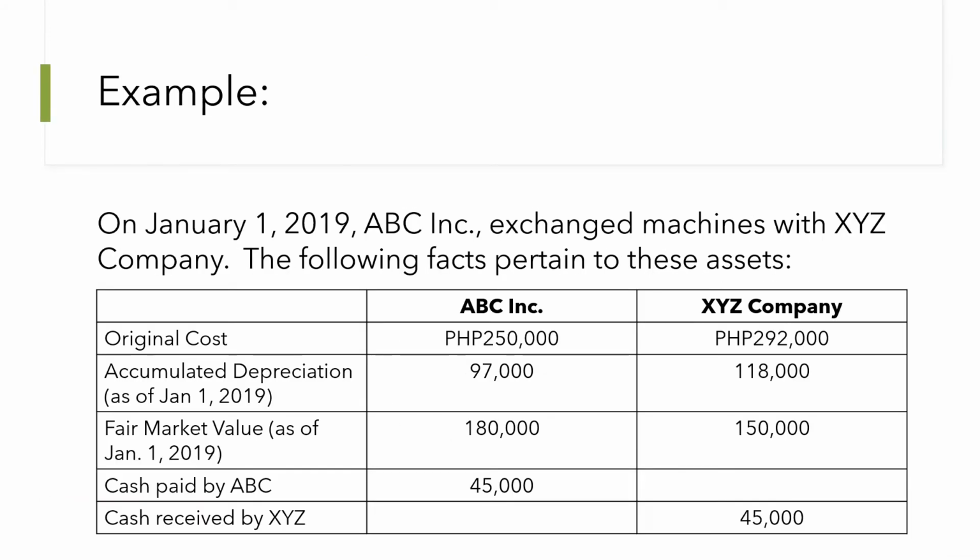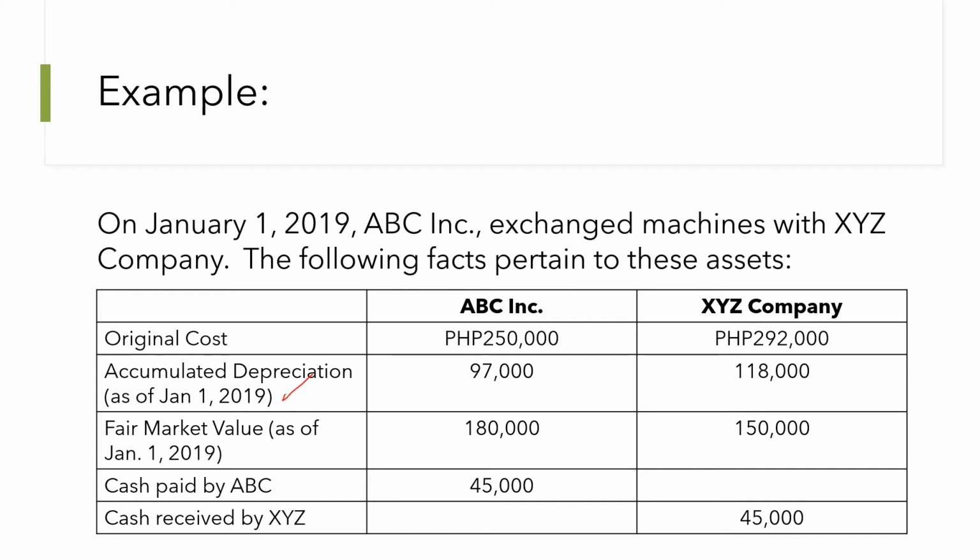Look at the example. It says, on January 1, 2019, ABC Incorporated exchanged machines with XYZ company. So, we have two companies here. The following facts pertain to these assets. We have the data for ABC Incorporated and XYZ company. The original cost of the asset of ABC Incorporated is 250,000. Take note that as of January 1, 2019, your accumulated depreciation is 97,000. If you notice in the given, when there are exchange transactions, you need to update your accumulated depreciation, and also look for the updated fair market value. The exchange is January 1, 2019, so your fair market value should be as of January 1 only.